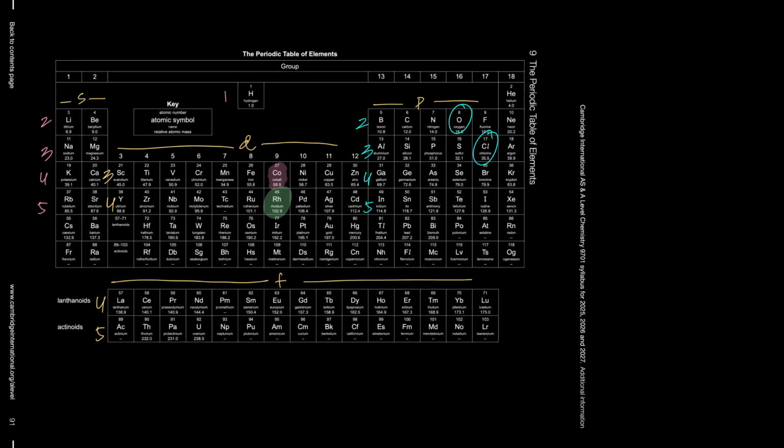I'll first write the subshell electronic configuration. O is helium, 2s2, 2p1, 2, 3, 4. So it's helium, 2s2, 2p4. That's what O is. And if I look at Cl, Cl is neon, 3s2, 3p1, 2, 3, 4, 5. So neon, 3s2, 3p5. That is what chlorine is, right?